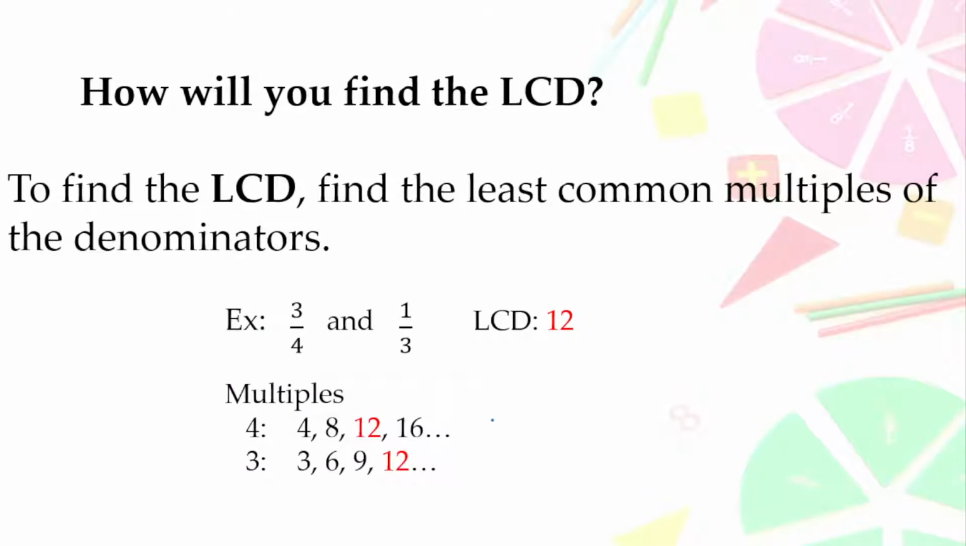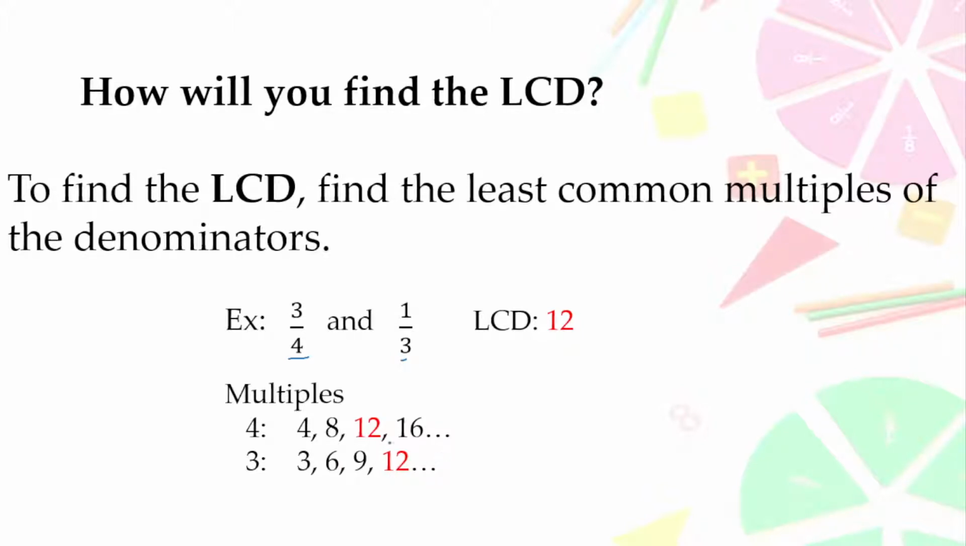So, how will you find the LCD? To find the LCD, find the least common multiple of the denominators. Here you will see 3/4 and 1/3. First, you need to find the multiples of the denominator 4. You will put 4, 8, 12, 16, and so on. And then second, you will find the multiples of 3, which is 3, 6, 9, 12, and so on.